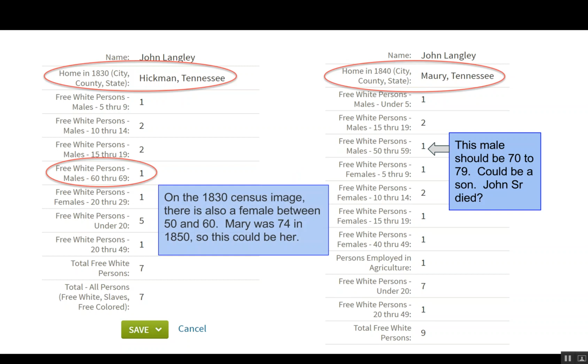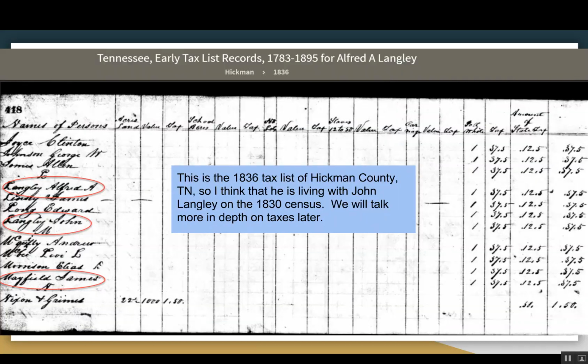Okay, so the previous image, you remember I printed out the 1830 census image of this one, and it didn't show this female. Right here on the transcription, it doesn't have the female between 50 and 60. But since Mary was 74 in 1850, who we think is probably Alfred's mother, this could be her on the 1830 census, because she would have been about 54 possibly.